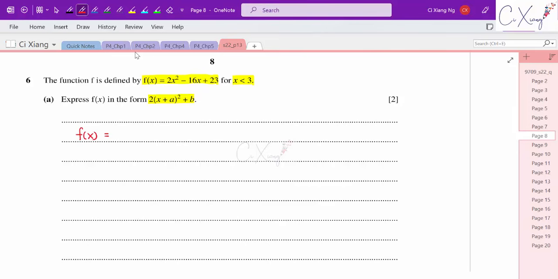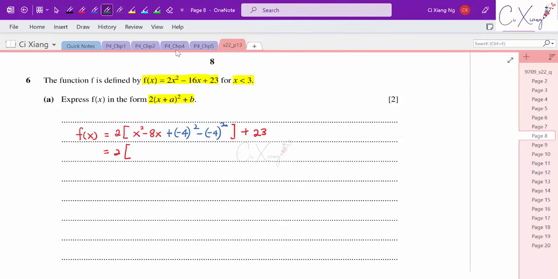To complete the square for a quadratic equation, you need to factorize out the coefficient of x squared first. So I have x squared minus 8x. After that, I have to add something squared, then subtract something squared. What is the something in our step here? The something here will generally be negative 8 divided by 2, so I have negative 4. So plus negative 4 squared minus negative 4 squared. And for the constant term, I don't want to disturb it, so I will just keep it as plus 23.